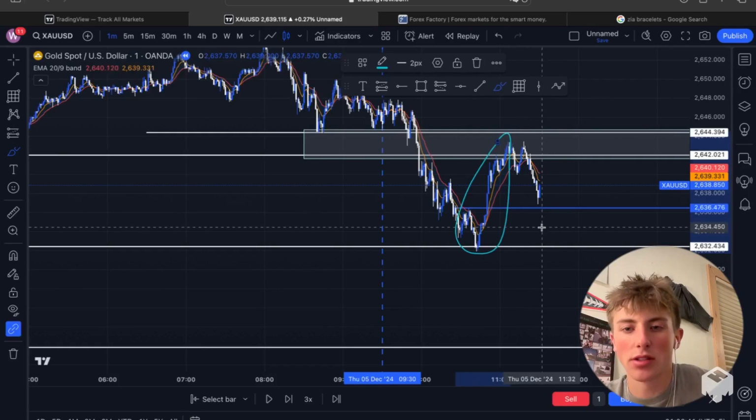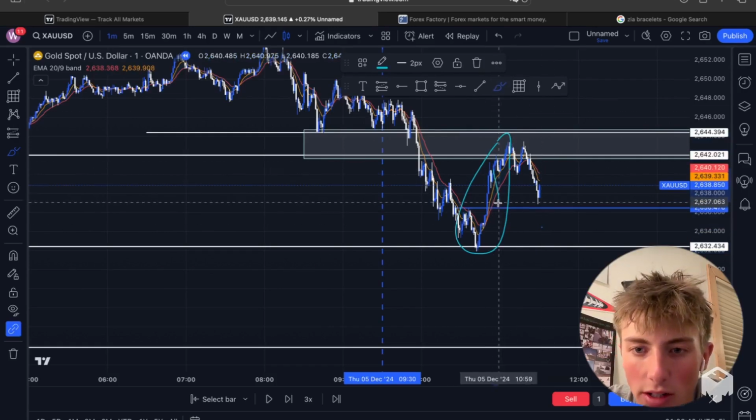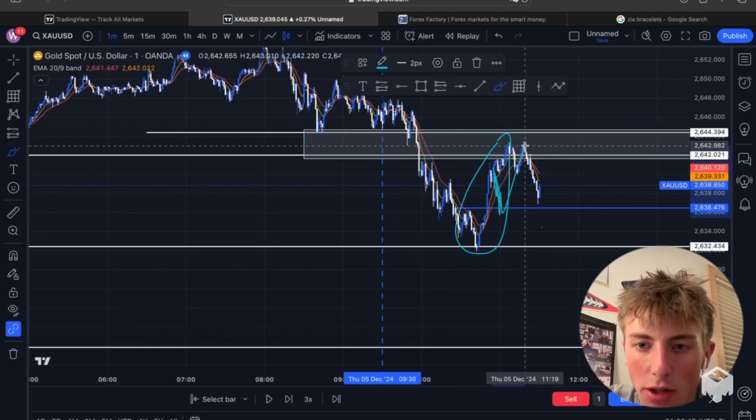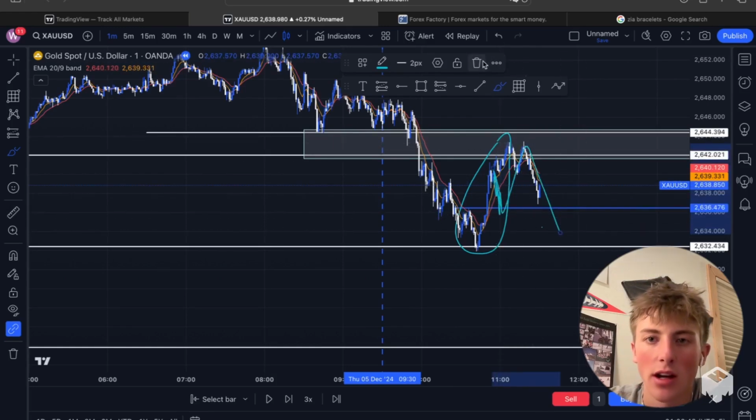And yeah, that was basically the move I was planning on taking, this extension upwards, but I didn't take it just because there was not enough pullback for me to want to get in. I ideally would have wanted a pullback right into this area and then up to here and then down, but that didn't happen. And that's okay.